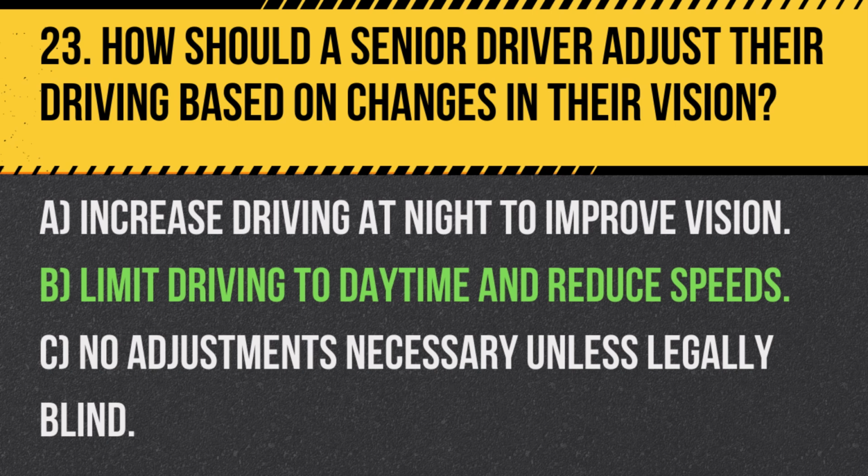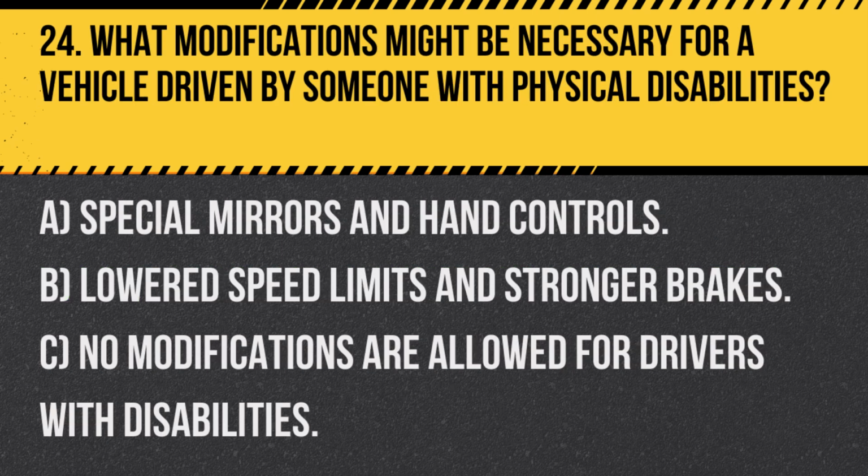Answer. B. Limit driving to daytime and reduce speeds. Seniors experiencing vision changes should consider driving during daylight hours and at reduced speeds to enhance safety. Question 24. What modifications might be necessary for a vehicle driven by someone with physical disabilities? A. Special mirrors and hand controls.